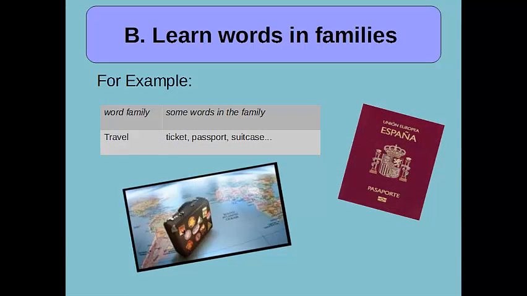The second way is to learn words in family. You learn a group of words all related to the same subject, and that's a family of words. For example, a word family could be travel, and some words in the family could be passport, suitcase, ticket, etc.